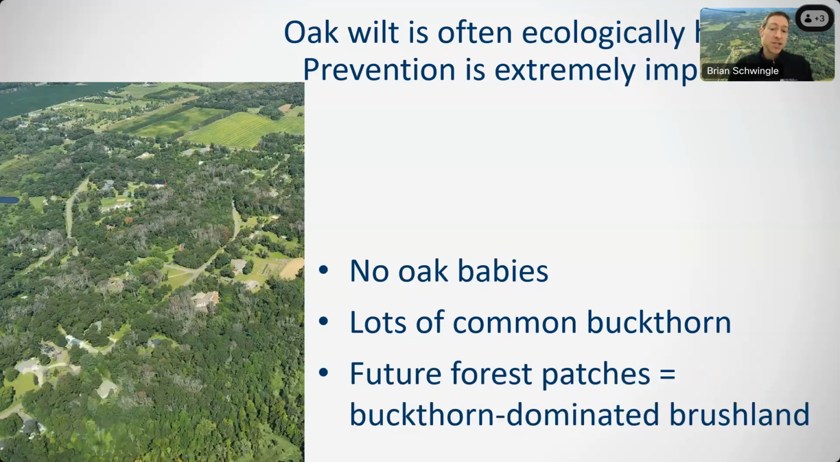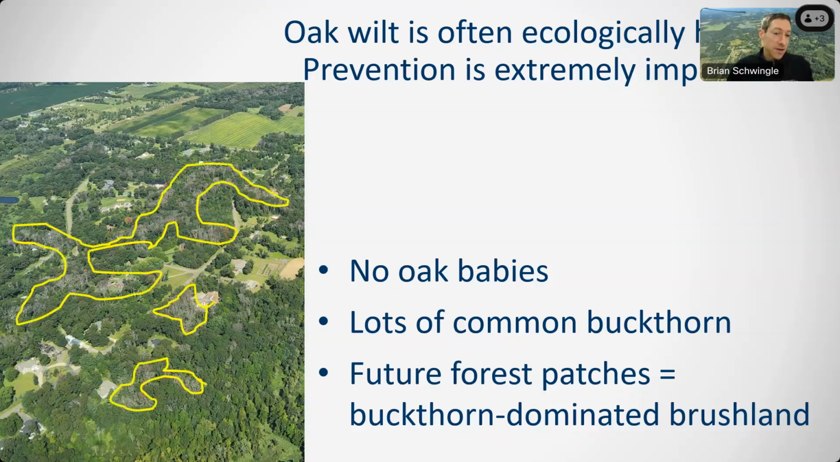Here's a shot just north of the Twin Cities, outside the metro, in the Cambridge zone, showing a lot of dead trees in the landscape. Circled here it's all oak wilt pocket, mainly oak wilt pocket. And I can almost guarantee that there's a lot of common buckthorn in that area. And again, the future, if no one touches that area, it's just going to be a brushy spot full of buckthorn and not dominated by oaks.